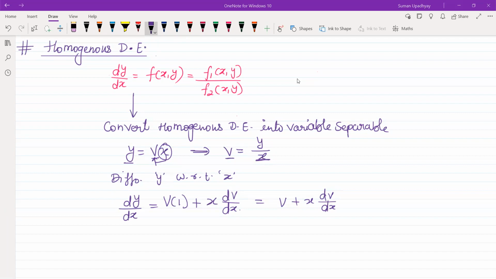Good. So suppose you're having a differential equation of this type. Some function of x and y in the numerator and some function of x and y in the denominator. You have to check each term, they should be of the same degree, same power. For example, I had given you this.